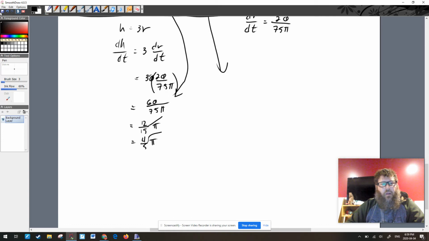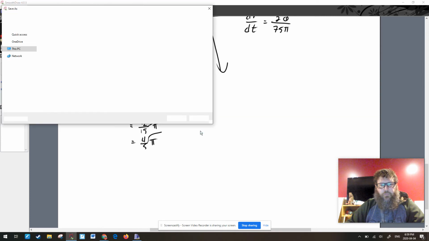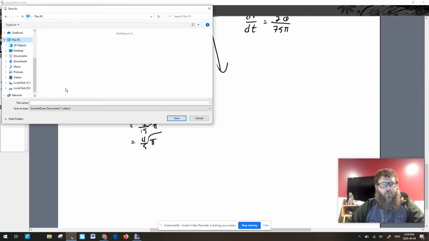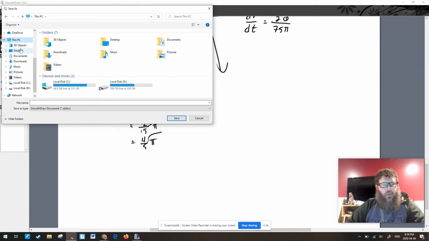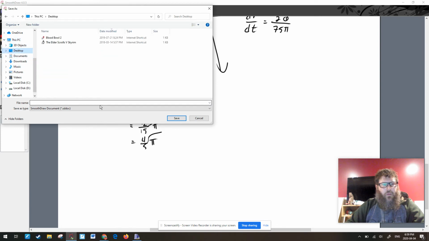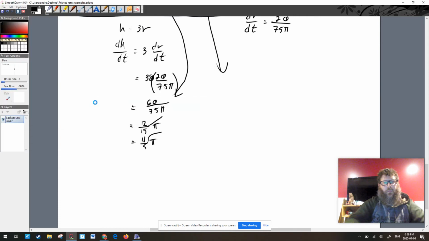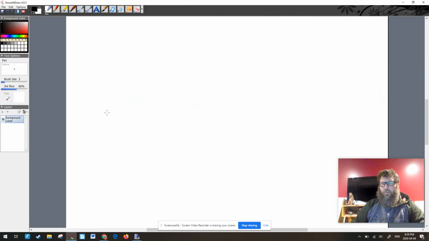So I'm going to grab another new sheet here. File, new. Yes, I do want to save it. What do I want to save it as? Put that on my desktop with a billion other things. I'm going to save that as related rates examples. There we go. Here comes another one.